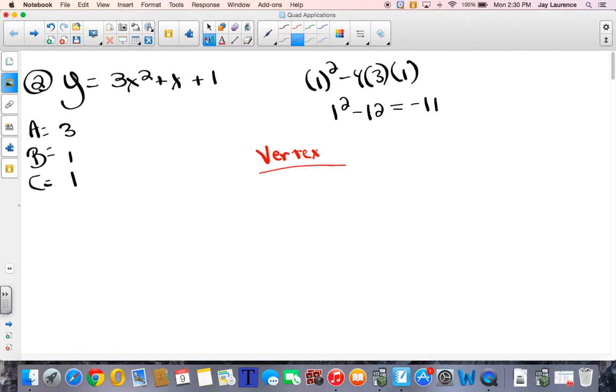So I'm going to go looking for the vertex, and I'll do negative b over 2a, right? The first part of the quadratic formula. And so in this case, that'll be negative 1 over 6. Now I know the x-coordinate of the vertex. I also know the axis of symmetry, right? The axis of symmetry is going to be x equals negative 1/6.